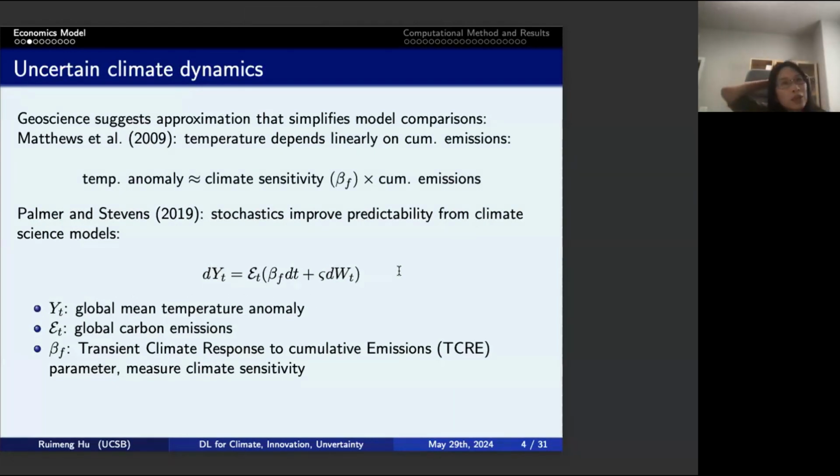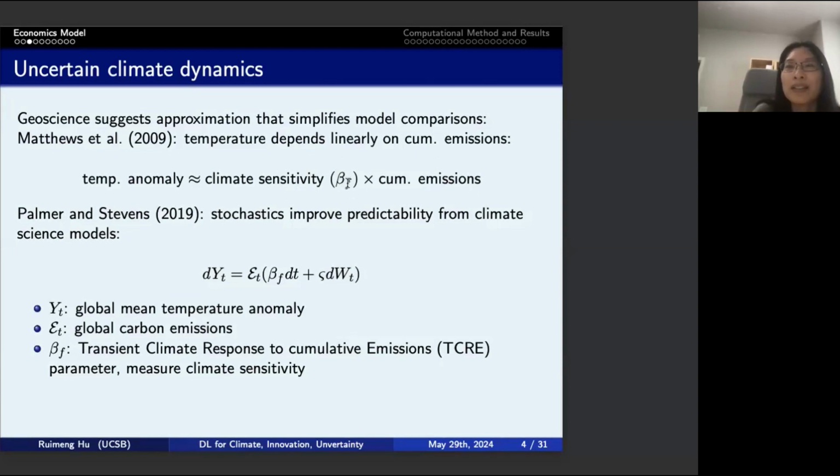Okay, so let me start with the modeling on the climate side. The geoscience people suggest using some approximations that could simplify model comparisons, instead of using the very complicated ocean atmosphere circulation models, which cannot really be embedded into the economic side. So Matthew and his co-authors in 2009 proposed such a model where the temperature anomaly depends linearly on the cumulative emissions. Basically, the temperature anomaly is proportional to the cumulative emissions, scaled by the parameter beta f.